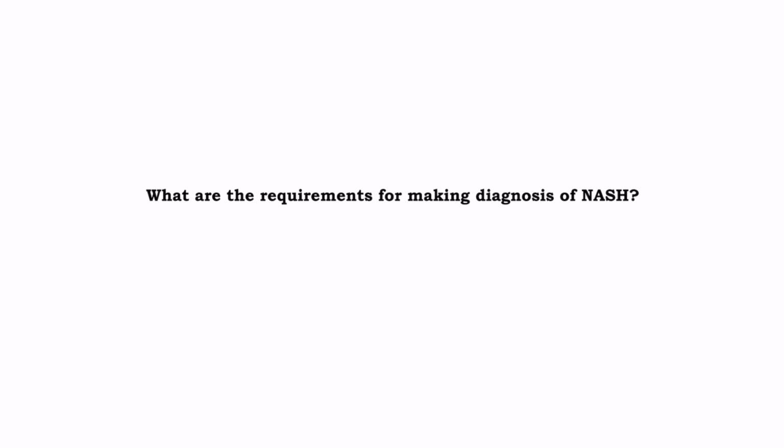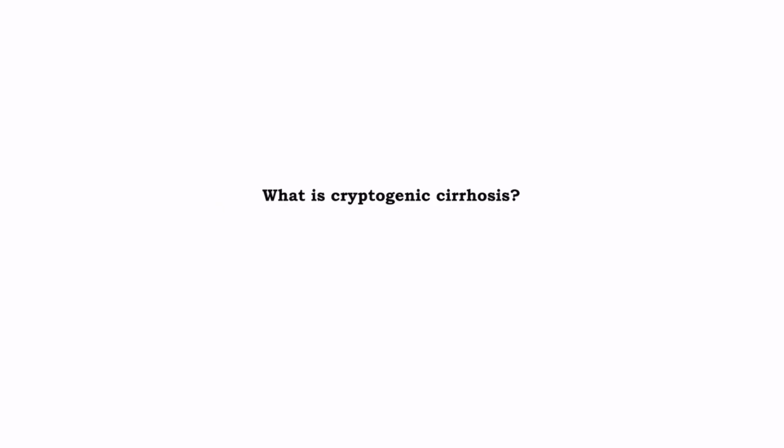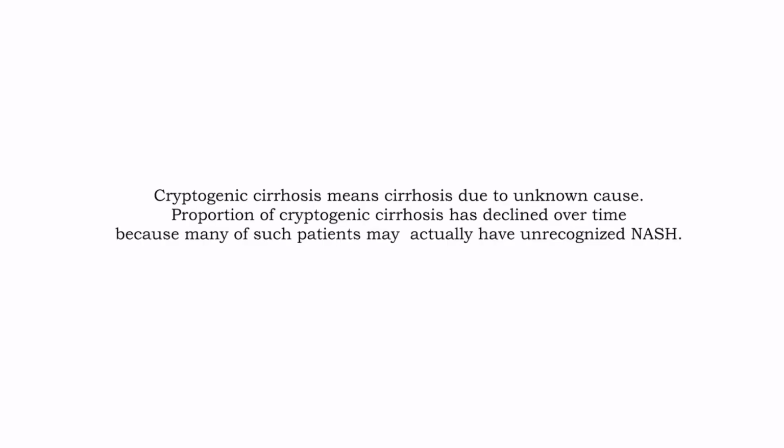What are the requirements for making a diagnosis of NASH? The diagnosis of NASH requires the demonstration of steatohepatitis on biopsy, the lack of a history of significant alcohol consumption, and exclusion of other causes of fatty liver. What is cryptogenic cirrhosis? Cryptogenic cirrhosis means cirrhosis due to hidden causes, once a common designation when no apparent cause of cirrhosis could be found. The proportion of cryptogenic cirrhosis has declined over time, because many of such patients may actually have unrecognized NASH.